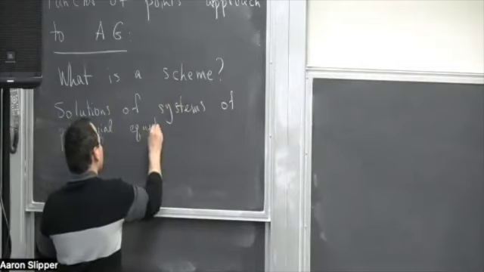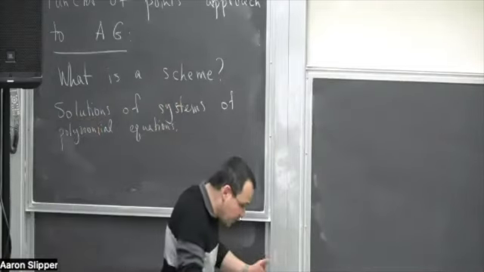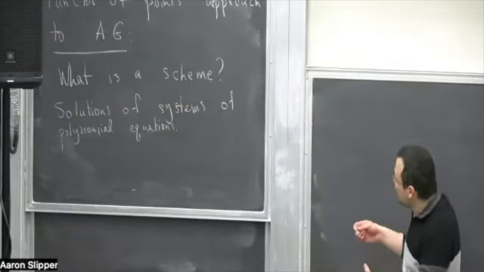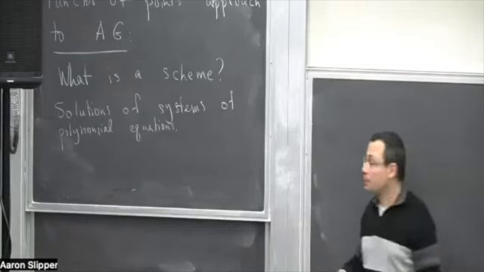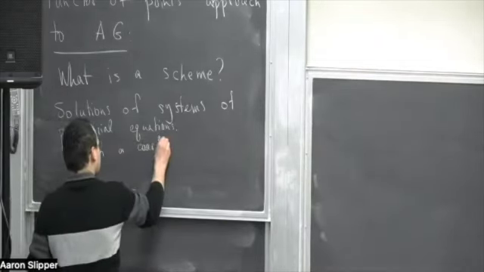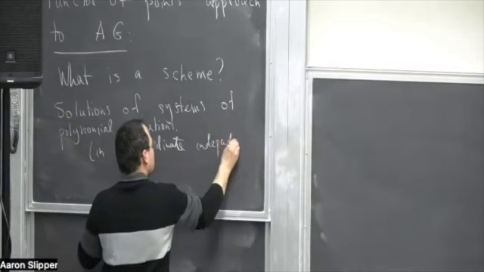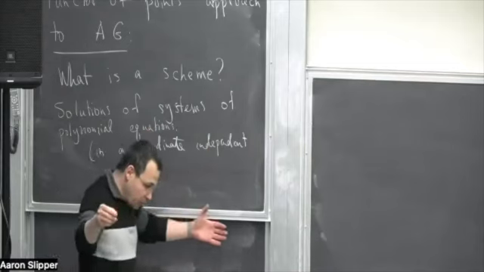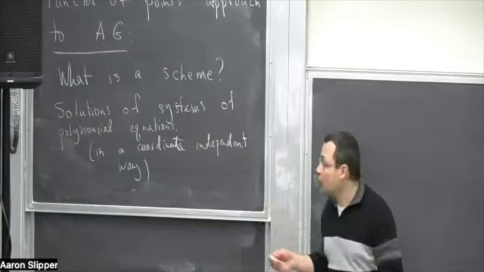So one way or another, whatever a scheme is, it's supposed to encode the idea of studying solutions of systems of polynomial equations. And the idea is to be able to do this in a coordinate independent way. In other words, you have some system of polynomial equations. Maybe you apply some change of variables. That's the same system. It's supposed to be the same scheme.